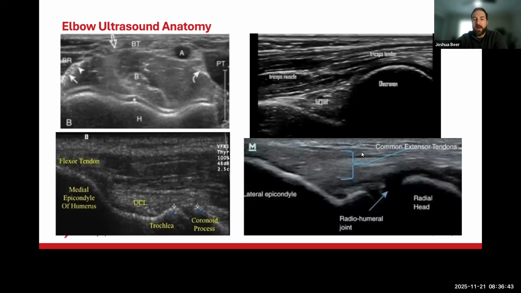Opposite goes for the lateral side with your common extensor tendon, lateral epicondyle, lateral collateral ligaments, and then your joint space down here.